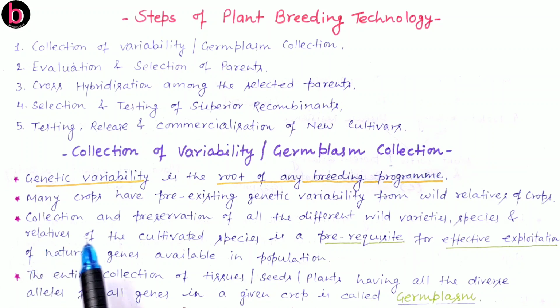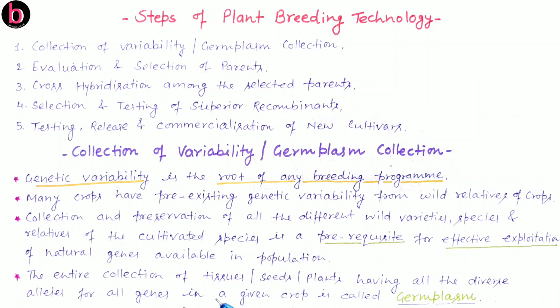Third, the collection and preservation of all the different wild varieties, species and relatives of the cultivated species is the primary need, a prerequisite. It means this is the first thing we have to do in order to achieve a new cultivar, and for maximum, effective use of naturally available genes in a particular population.